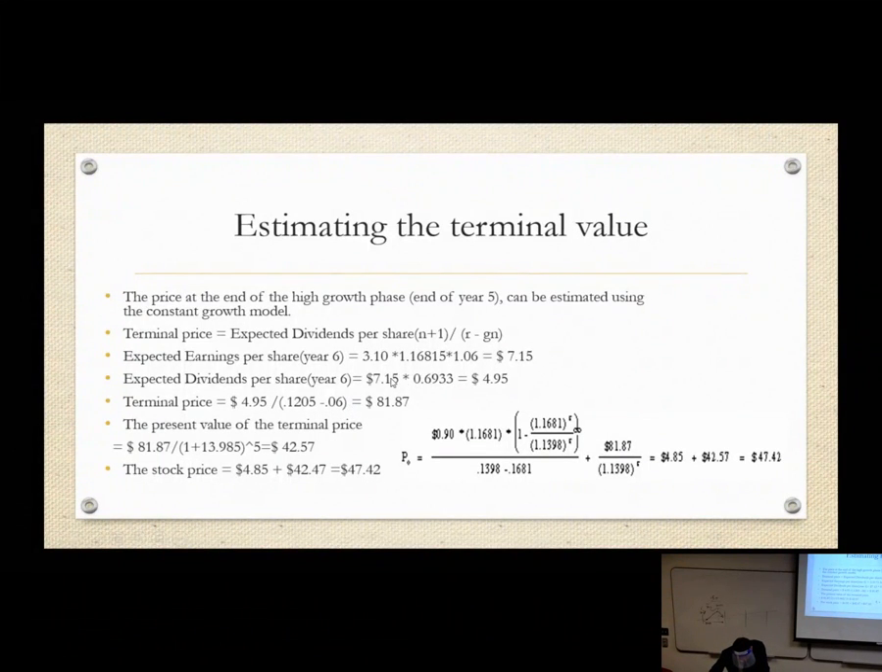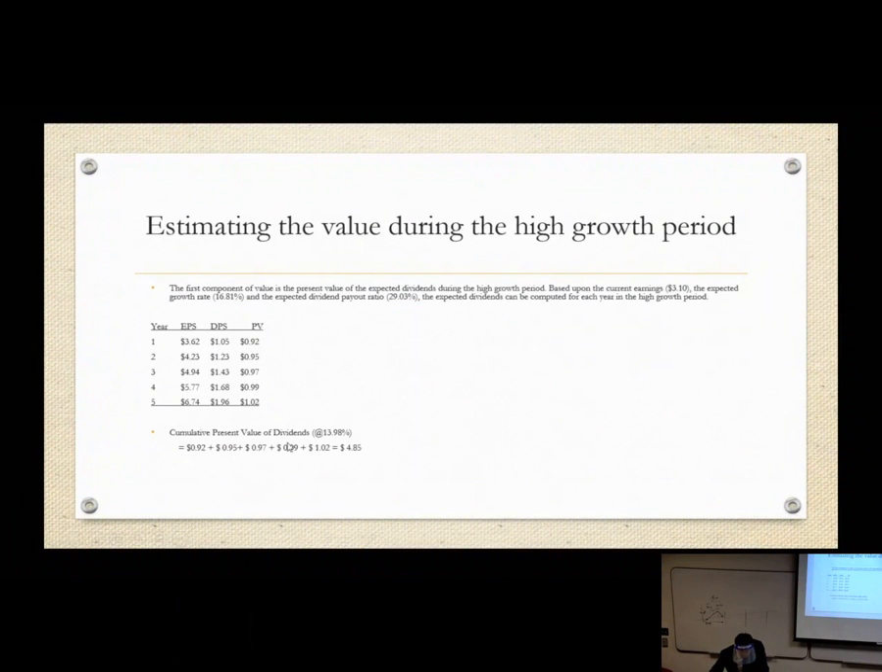Yeah, expected earnings, expected dividend. Right? Expected dividend is $4.95 divided by R minus G. R minus G. And notice that this R is different from the previous R. The previous R is 14%, 13.98%.